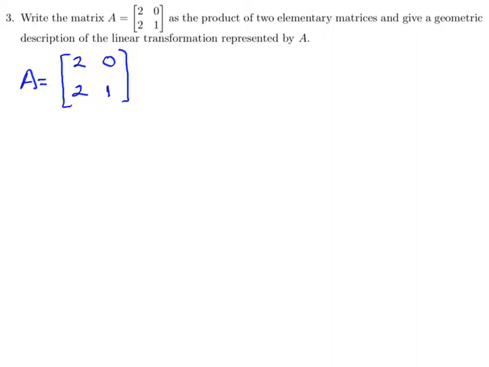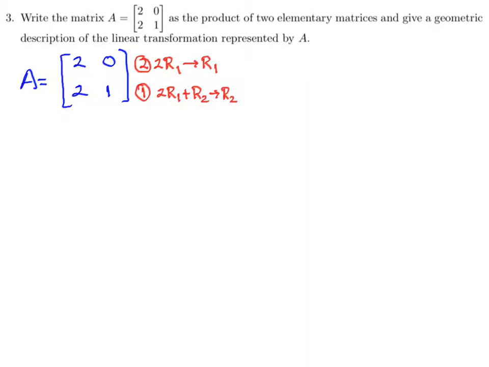Well, there are a couple of ways to go, but one way is the first step would be to add 2 times row 1 to row 2. So row 2 gets replaced by 2 times row 1 plus row 2. And then after that, the second step would be to replace row 1 with 2 times row 1. So it's 2 separate steps in that order.